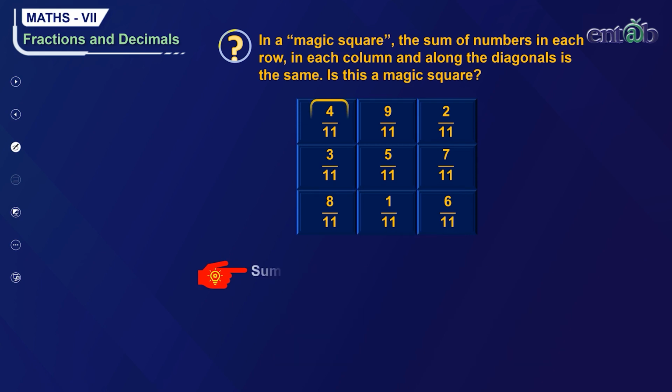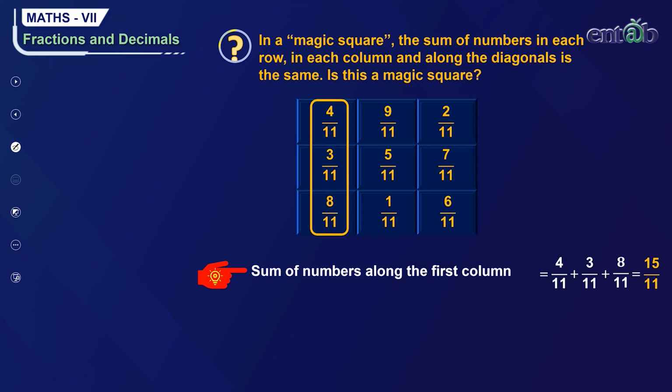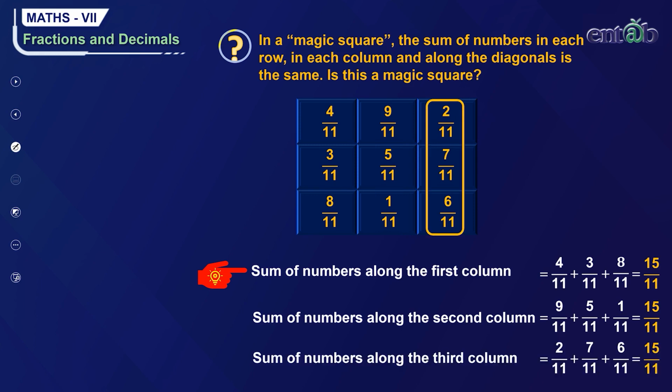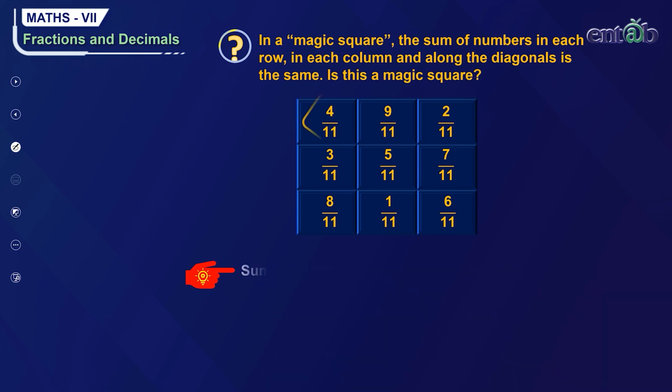Now, let us see for the columns. Along the first column we have 4 by 11 plus 3 by 11 plus 8 by 11, which is 15 by 11. Along the second column, 9 by 11 plus 5 by 11 plus 1 by 11, again it is 15 over 11. Then we have 2 over 11 plus 7 over 11 plus 6 over 11, which is 15 by 11. So, we observe that the sums of the columns are also the same.